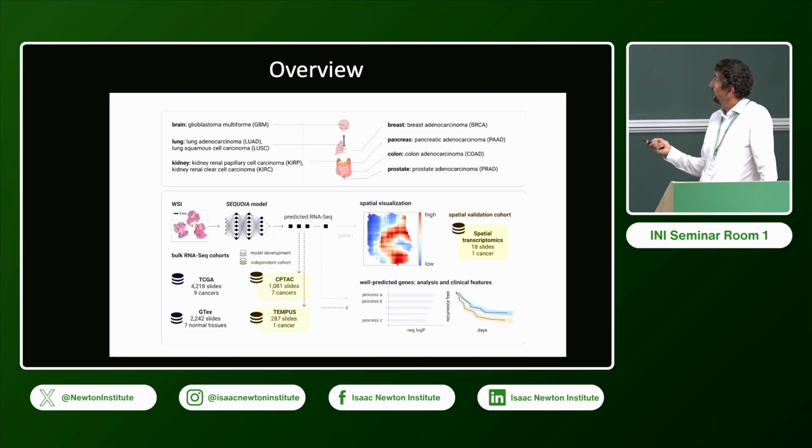I'm not going to show the spatial visualization and validation that we did, but because the model works on patches of the image, even though the model is trained on bulk RNA sequencing, we can still visualize the model spatially. And we also look at which genes we can reliably predict from the image.